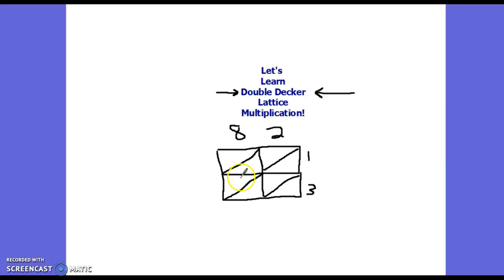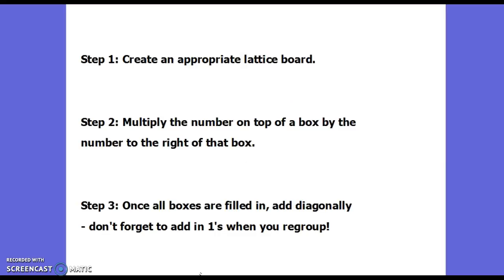And using this will allow us to keep the same exact three steps. Just as a reminder, here are the three steps. 1, you need to create an appropriate lattice board. For double-decker, that means you're going to be creating a 2 on top of 2 to make sure you have enough lattice to multiply a multi-digit number by a multi-digit number.